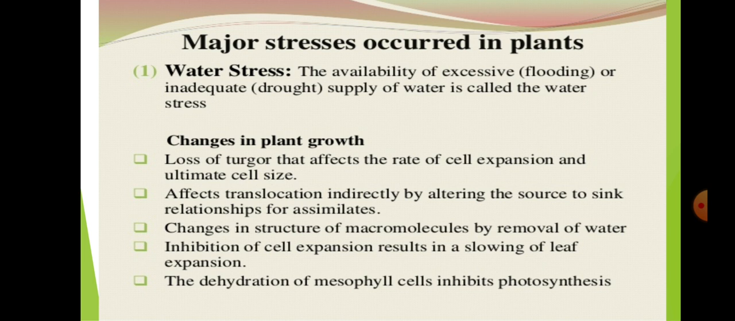Water stress also affects translocation indirectly by altering the source to sink relationship for assimilates. It also changes the structure of macromolecules by removal of water. Then inhibition of cell expansion results in slowing of leaf expansion. Due to water stress, dehydration of mesophyll cells occurs, and that inhibits one of the important physiological processes, which is photosynthesis.